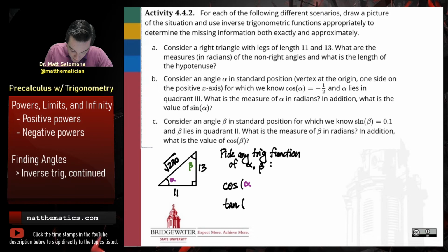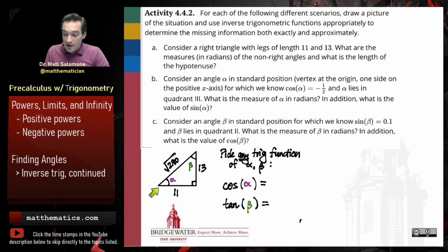Let's suppose that I choose cosine for my alpha, and maybe I'll pick tangent for beta. Again, I can do this with any trig function that I like, and because we know all three sides of this right triangle, whichever trig function we pick is going to determine which ratio we have to compute of the lengths of those sides. But any one of them will serve. They'll all give us the same answer, which is the great part about it. So let's suppose that I choose cosine and tangent like this.